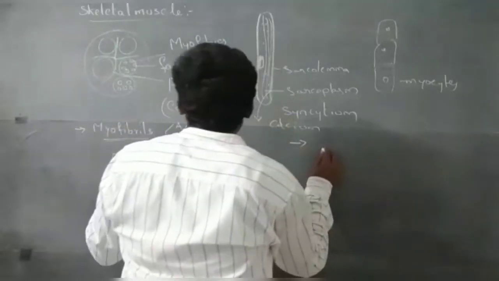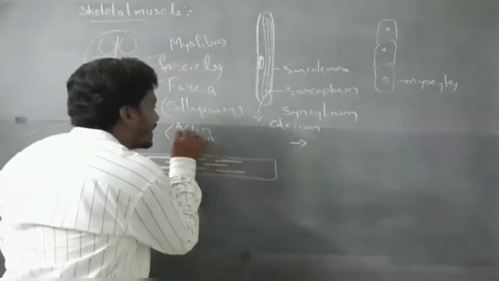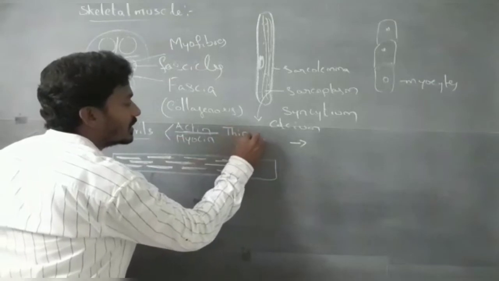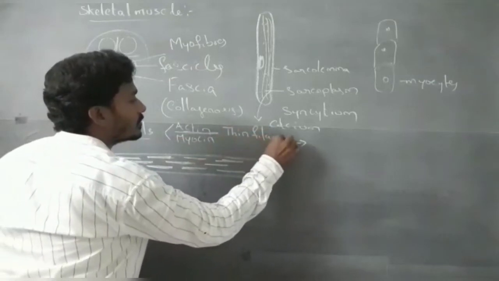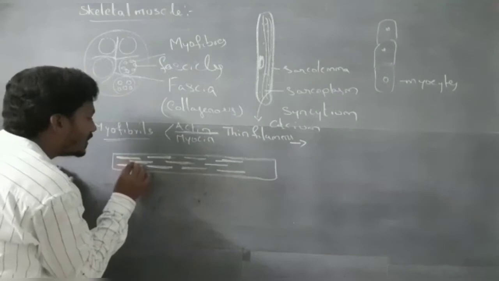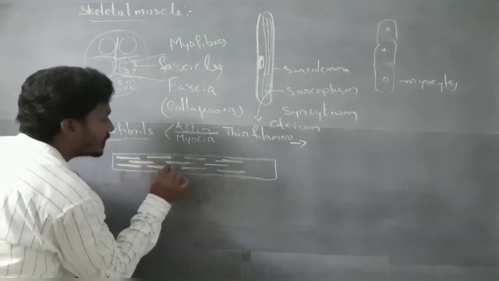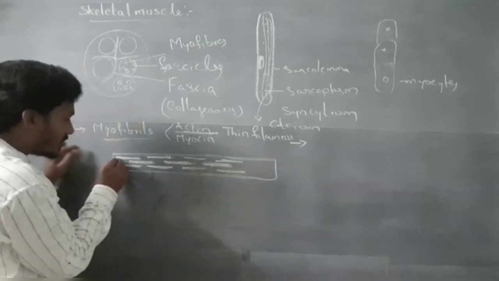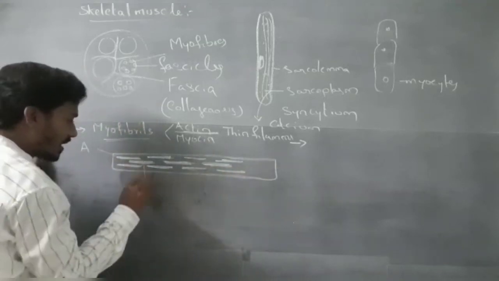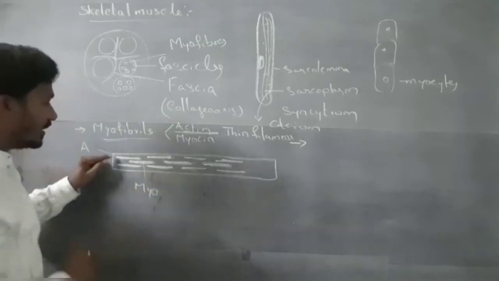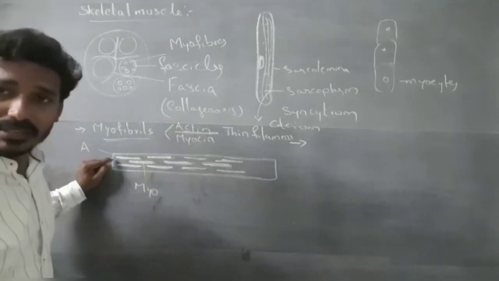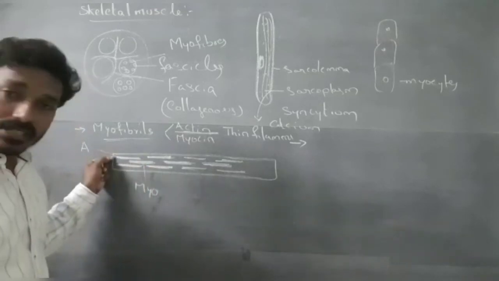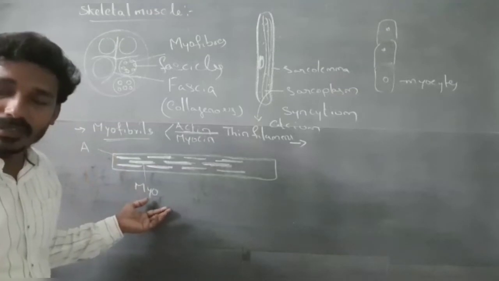Next, actin and myosin filaments. Actin filament is a thin filament. This is the actin filament. This is the myosin filament. Actin is the thin filament, and myosin is the thicker filament.